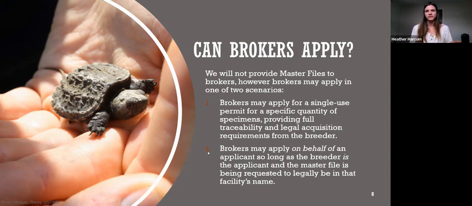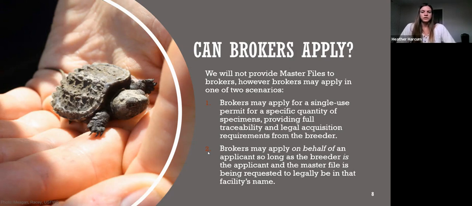So if there's many hundreds of hatchlings that they're looking to commercially export from their facility, instead of applying for each export they do, they can request what's called a master file, which essentially pre-authorizes up to a certain number that's sustainable from their facility. And from there, they can request any number of single-use permits, which they can fill in the quantity and fill in the consignee on who receives those hatchlings.